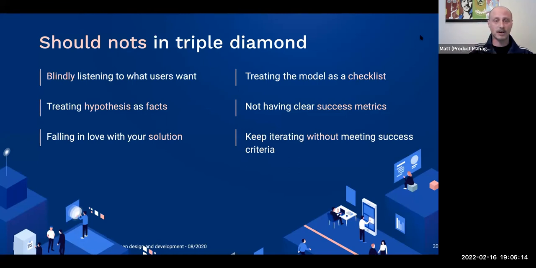And then, yeah, we kept iterating without meeting the success criteria, so we got a bit into the building trap. We tried to justify it by launching a few more iterations to see if we could make some impact at the end with the features. So those are the things you should avoid when working with this model.